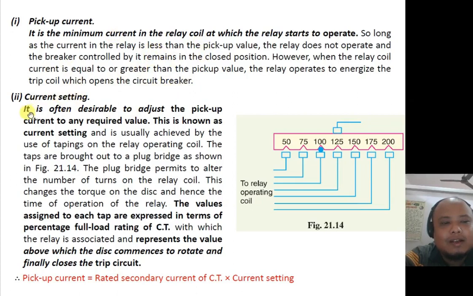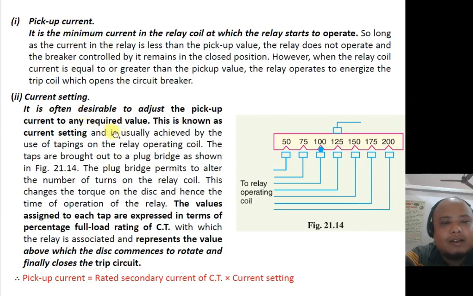What is current setting? It is often desirable to adjust the pickup current to any required value for a particular relay. This is known as the current setting. Via this current setting, it is possible to change the value of pickup current for a relay.